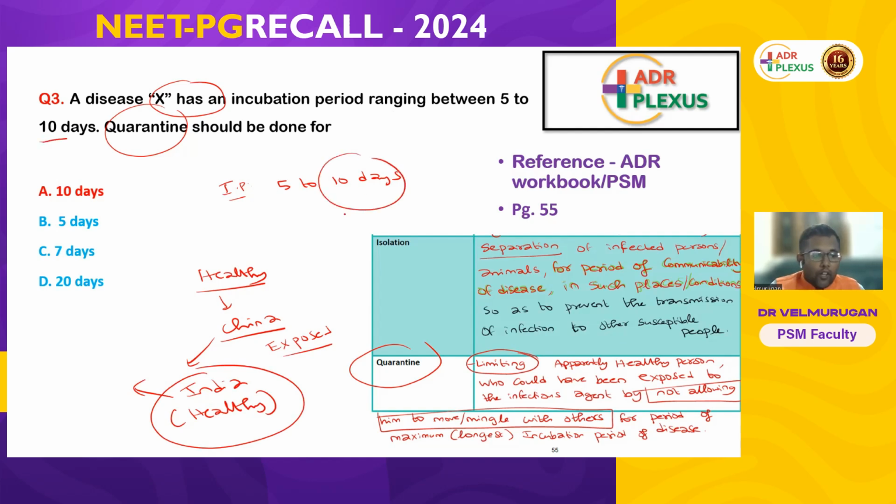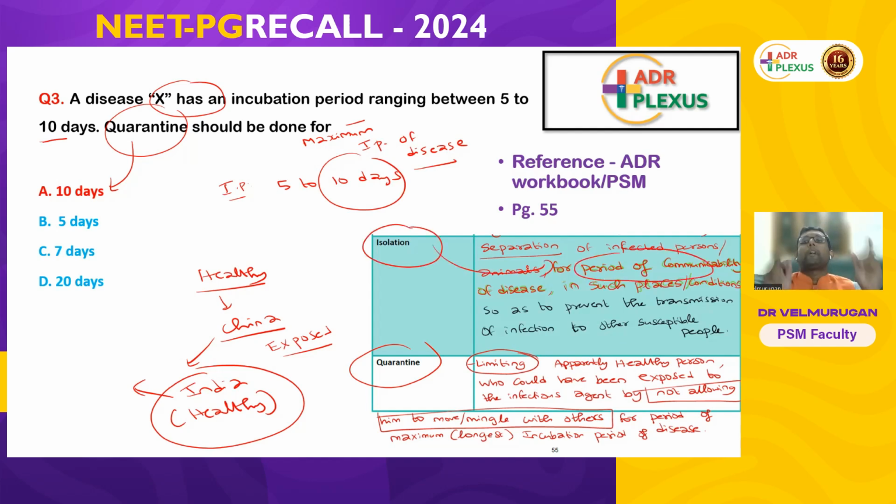I should be observed for the maximum incubation period of the disease. That is, for this much time quarantine has to be done. It is done for those people who are healthy, but may be in the incubation period because they have been exposed. So for how much time will we do isolation? Isolation is done for the period of communicability.